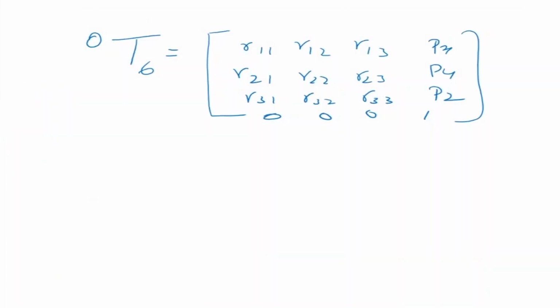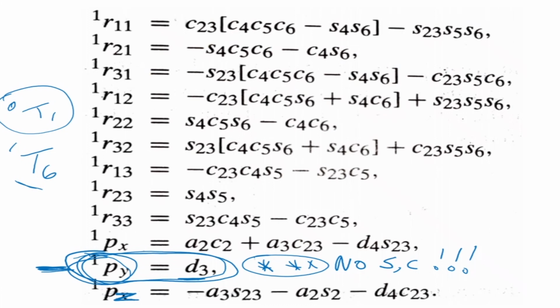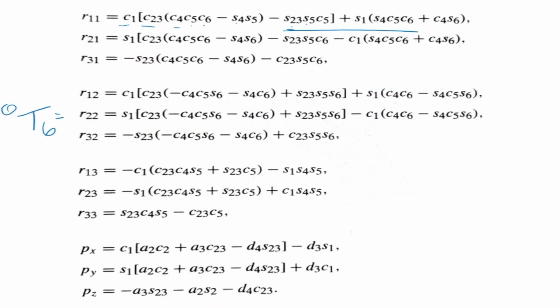The moment you start multiplying with 0 to 1 also, so this is equal to T0 to 1 and T2 to 6, you find that this term, which had d3 in the previous case, now ends up with many terms. So py now ends up with so many terms. In this situation, you cannot solve, because all the terms have funny combinations of sine and cos, and we will not be able to solve.